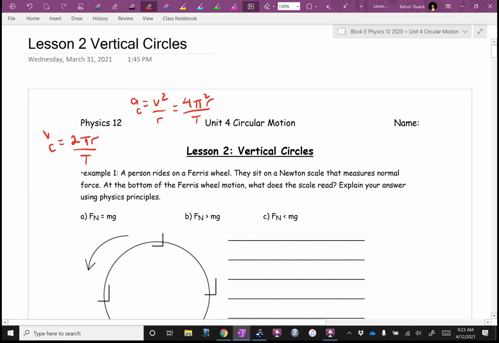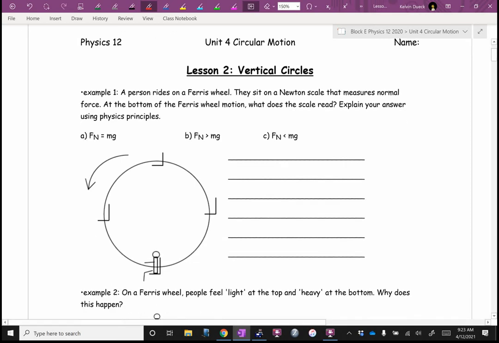We're going to start to do some lovely applications. We're going to look at Ferris wheels, which are great examples of vertical circles. In fact, today's lesson is circles that are vertical. A person rides on a Ferris wheel.